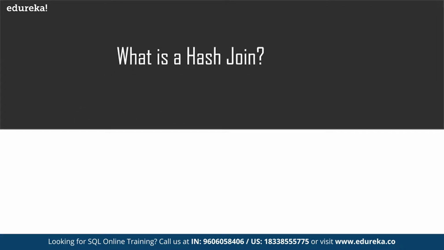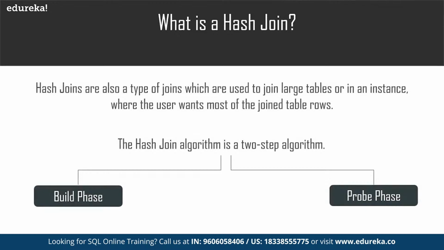Hash joins are also a type of join which is used to join large tables or an instance where the user wants most of the joined table rows. So whenever the user wants most of the joined table rows, or when you want to join two large tables, you basically use this type of join, that is the hash join. Now the hash join algorithm is basically a two-step algorithm. So it has mainly the build phase and the probe phase.